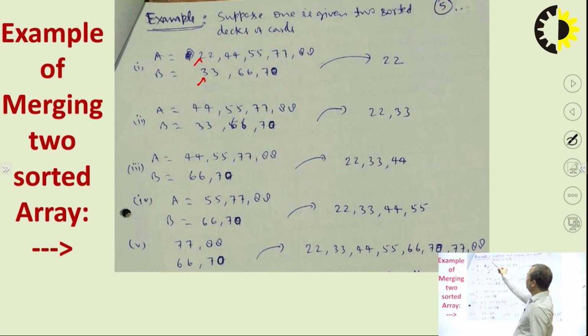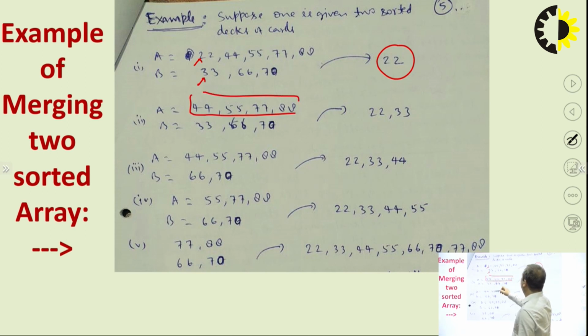The value which is lesser will be put into the resultant array, so this is the sorted array. We compare the first element of A with the first element of B. Which one is lesser? 22. So we put this 22 into array C. Then in A we have these elements, and in B we have these. NA will be incremented, but NB will be the same.